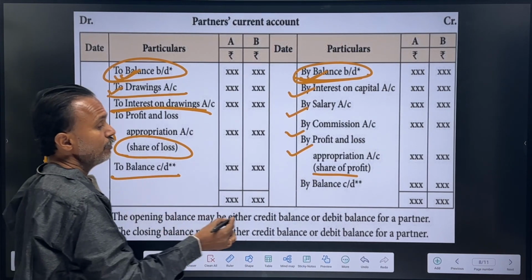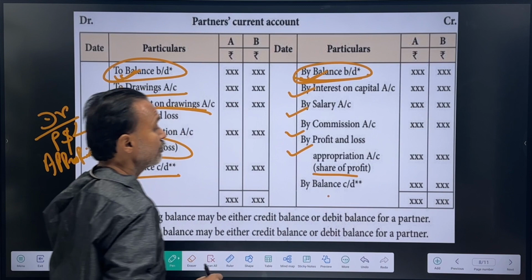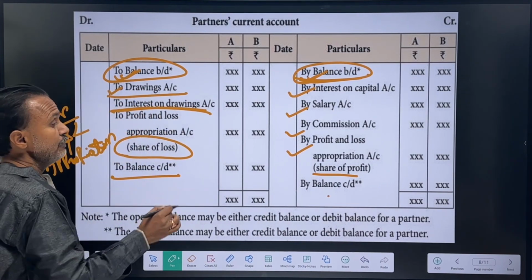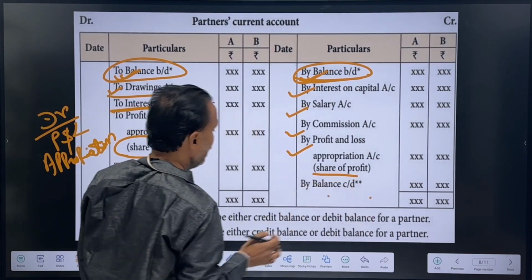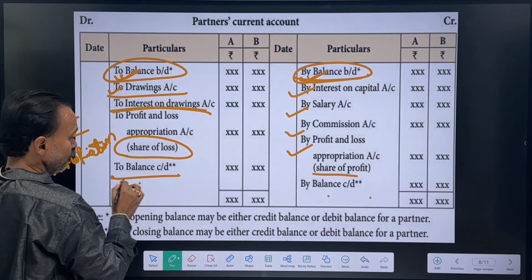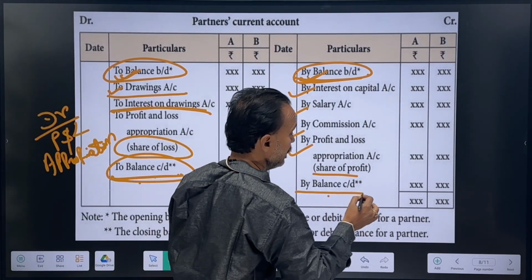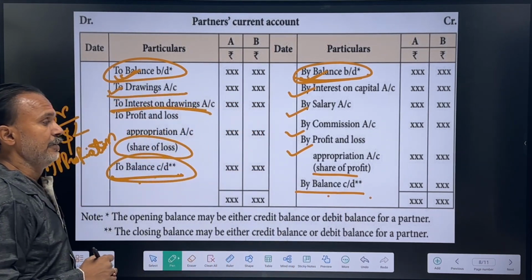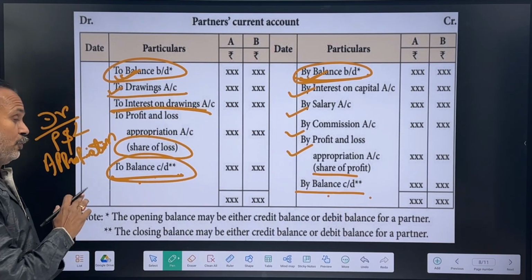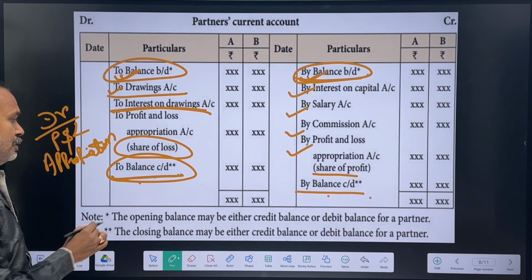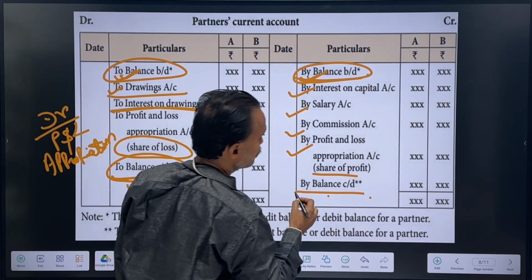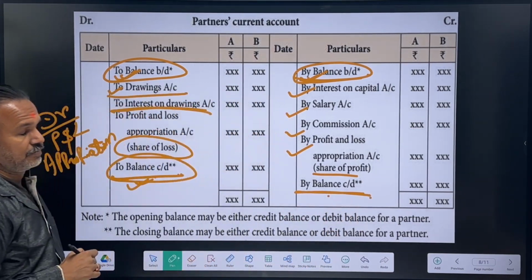Balance CD and balance CD. This balance CD means when the credit side is more and the debit side is less, then to balance CD. If the debit side is more and the credit side is less, then by balance CD. This is a positive or negative balance. This is so positive balance and this is so negative balance.